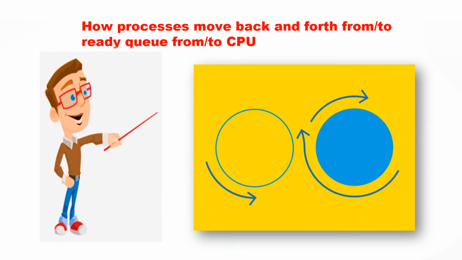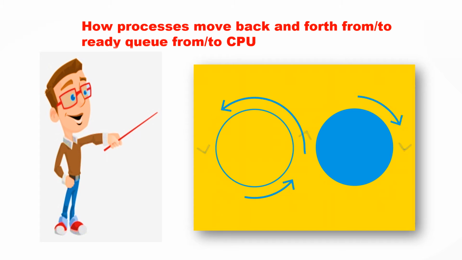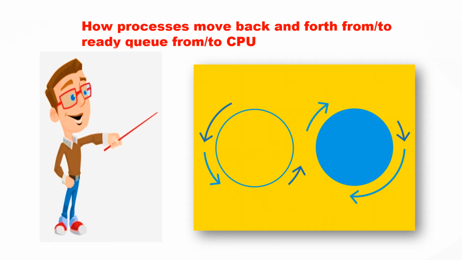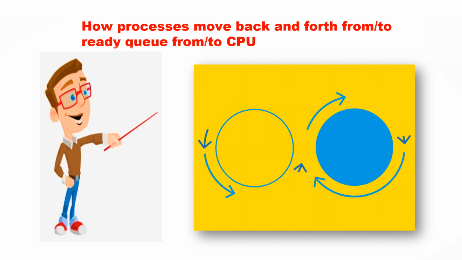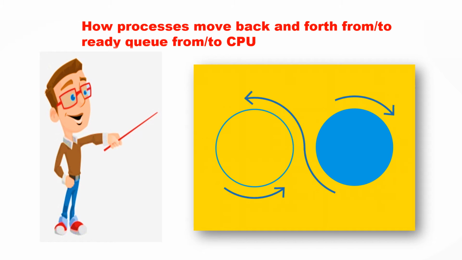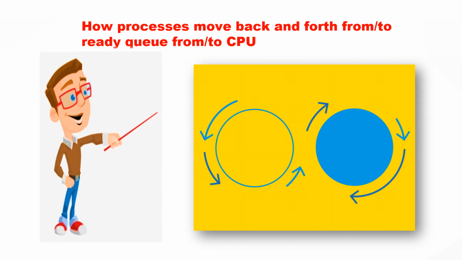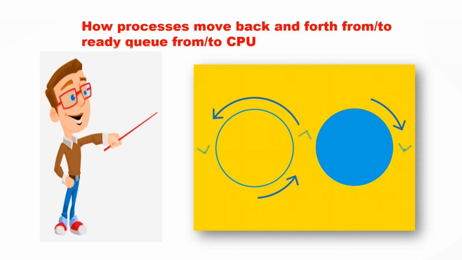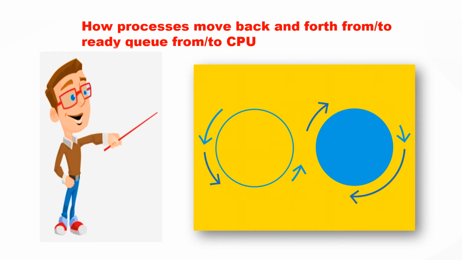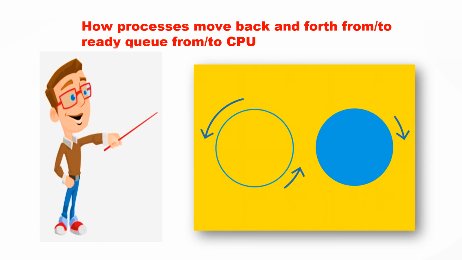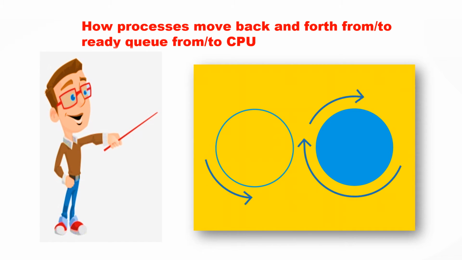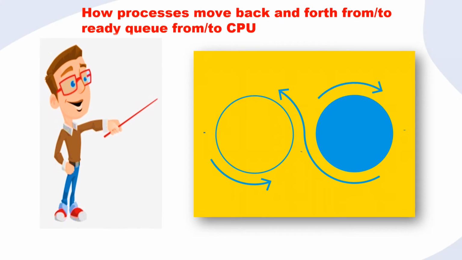So now we have how processes move back and forth from the ready queue to the CPU. These animations give a clear depiction of how the processes are moving from the ready queue to the CPU and from the CPU to the ready queue. Basically, in a round robin scheduling scheme, these context switches are happening all the time, where processes are moving from the CPU to the ready queue and from the ready queue to the CPU.